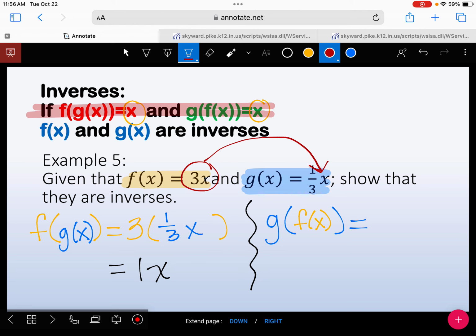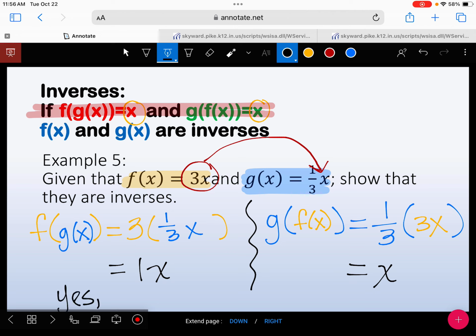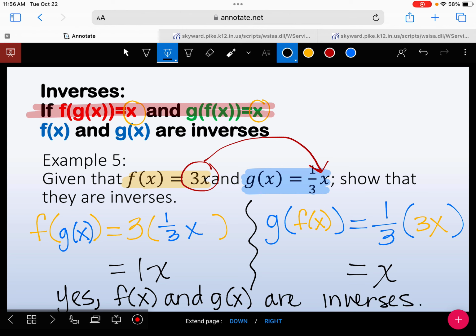All right, so my g function says 1/3 times x. Go ahead and put your f function on the inside, and this simplifies down to x. So because they simplified down to x, then I know, yes, f of x and g of x are inverses. So that's what you'll have to show me on the quiz next week.